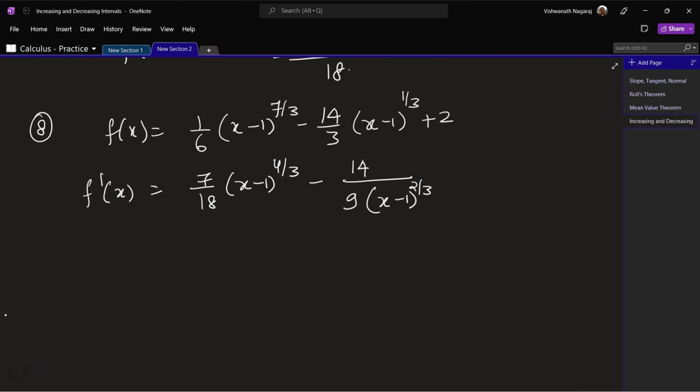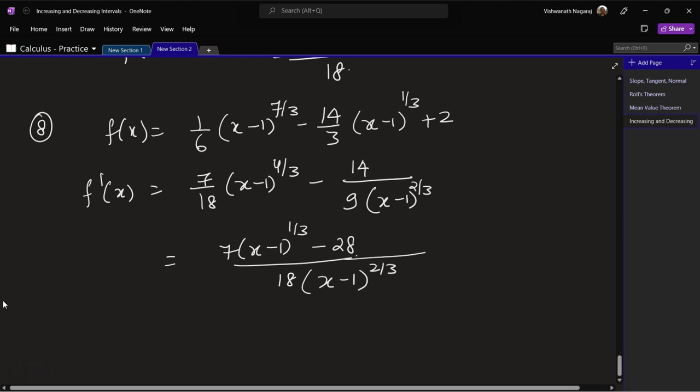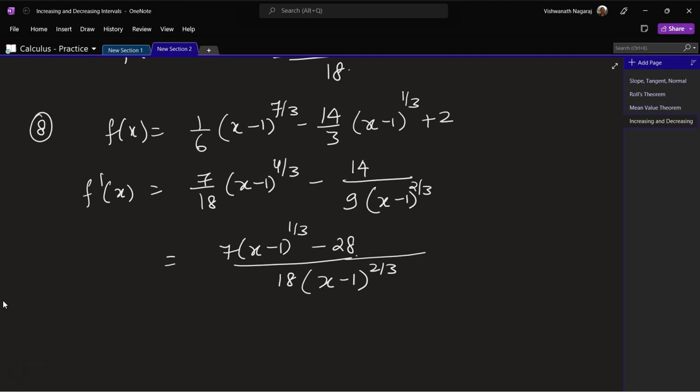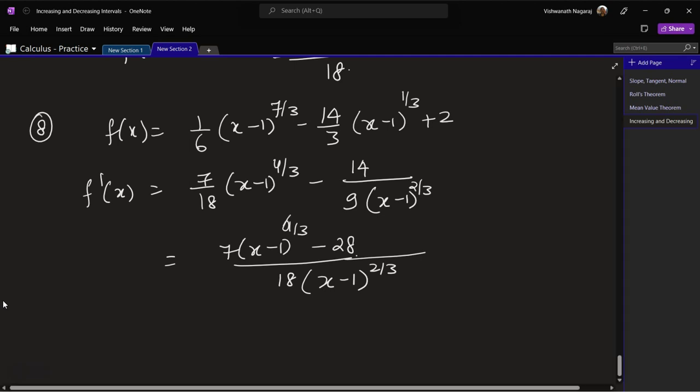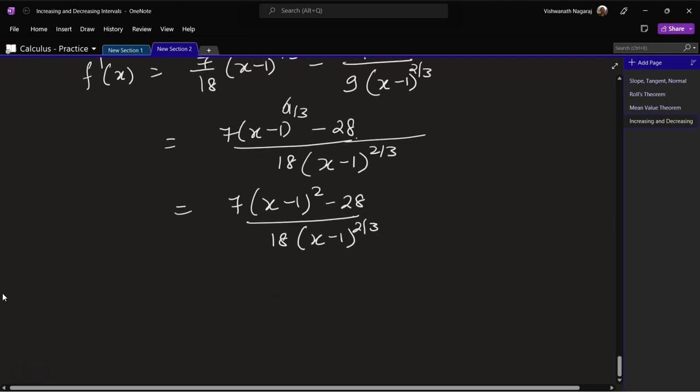If we want, we can take out 9. Let's do that. So let's add it up. 18, this remains as it is, minus 28. Here it will be x minus 1 to the power of 2 by 3. So here what will happen is 4 by 3 plus 2 by 3, that is 6 by 3. And here it will be 28. Now 7 times (x minus 1) square minus 28 divided by 18 times (x minus 1) to the power of 2 by 3. Okay, I think that's enough.